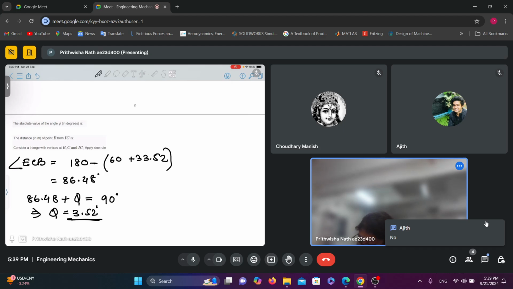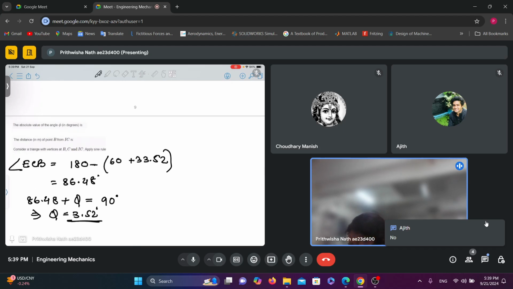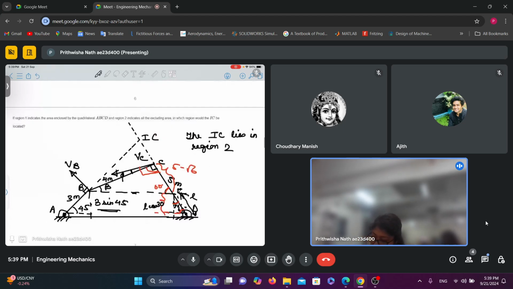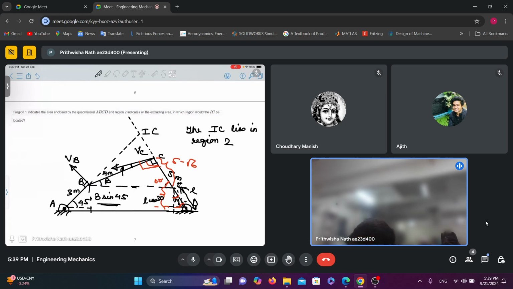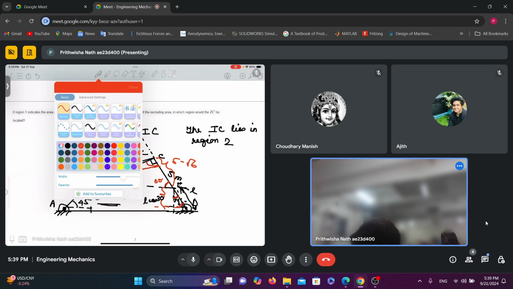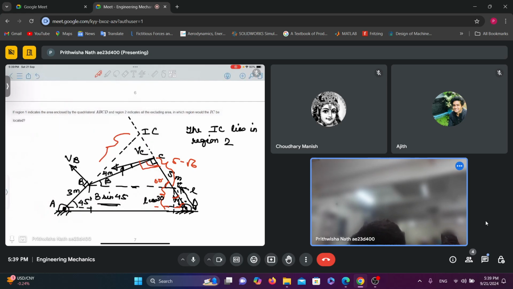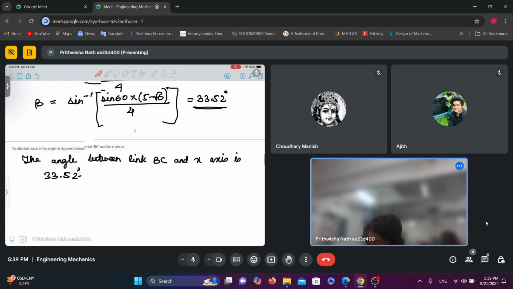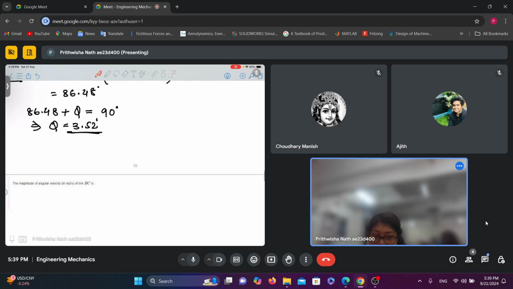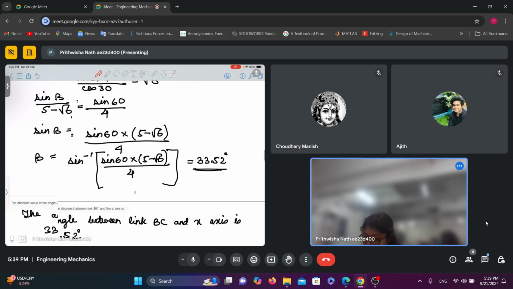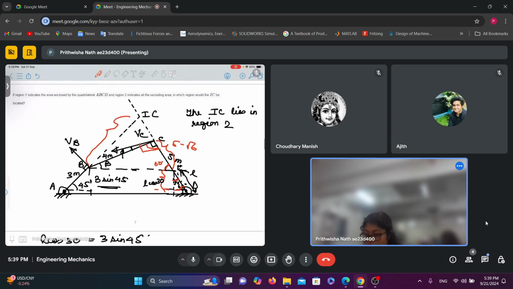Okay. So there is another problem. There's another part to this. The distance of point B from IC. So they are asking for this distance. Can you try this? You can solve the problem using this figure. Can you try solving this?